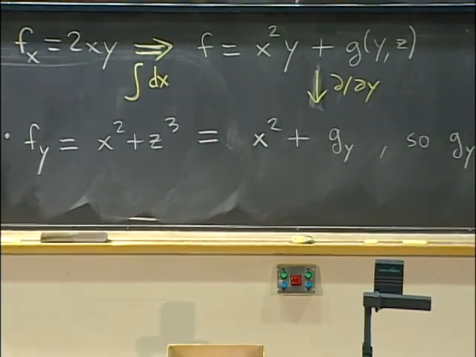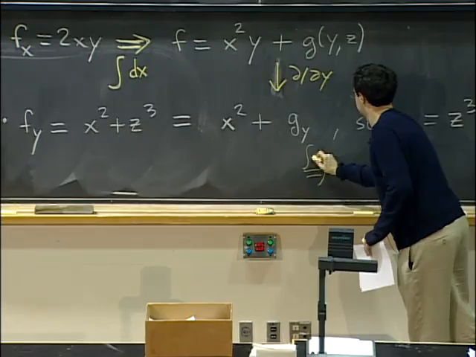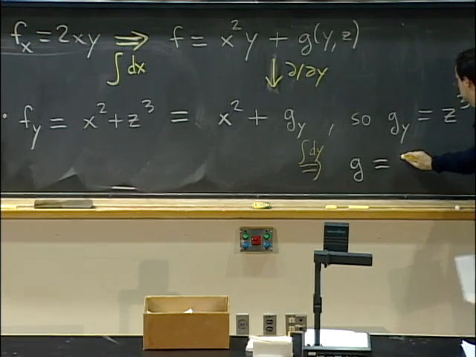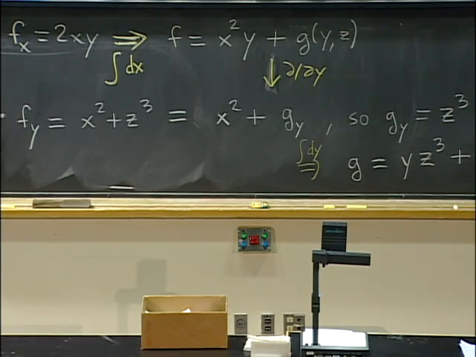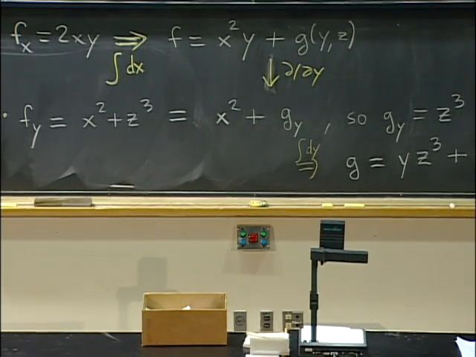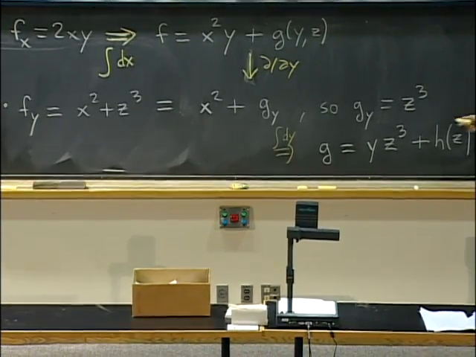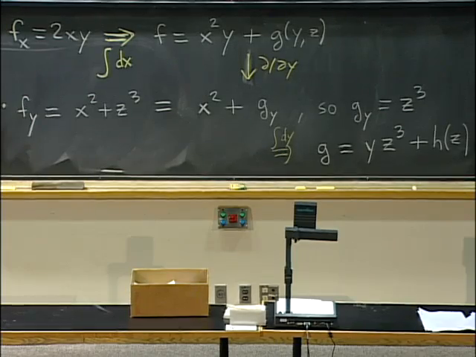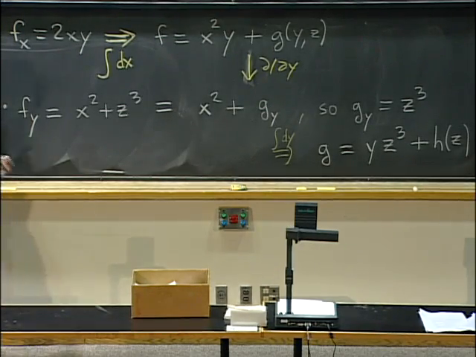So now if I have this, well, I can integrate with respect to y, and that will tell me that g is actually yz cubed plus an integration constant. That constant, again, does not depend on y, but it can still depend on z, right? Because we still haven't said anything about partial with respect to z. So in fact, that constant I will write as a function h of z. So if I have this function of z, I take its partial with respect to y, I will still get z cubed, no matter what h was. Now, how do I find h? Well, obviously, I have to look at f sub z.